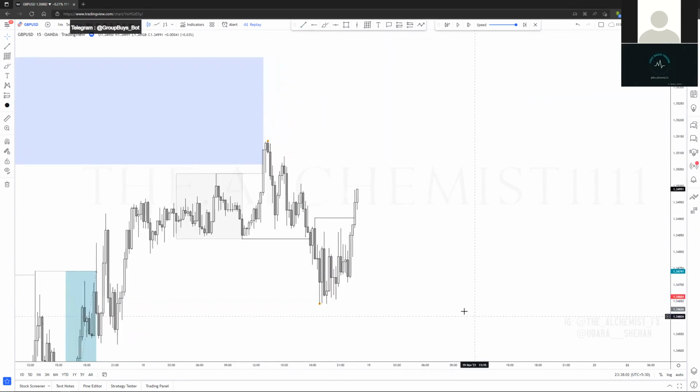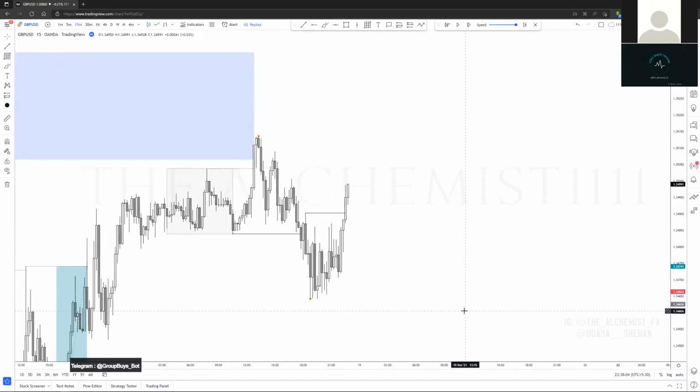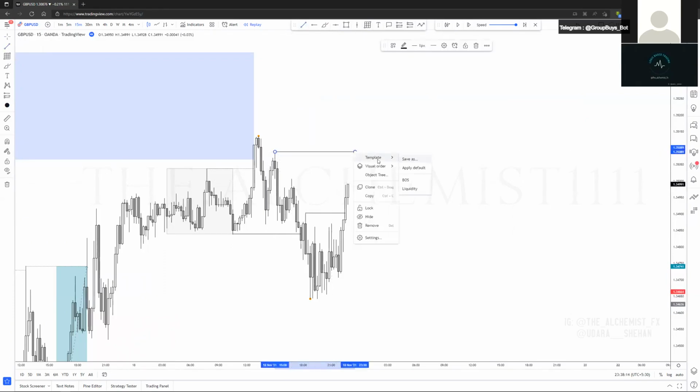Now you know the drill, right? What are you going to wait for? You're going to wait for the internal range liquidity to get taken out. So what is the internal range liquidity? Swing highs, right? We have two swing highs here. Exactly. Internal range liquidity. See that?